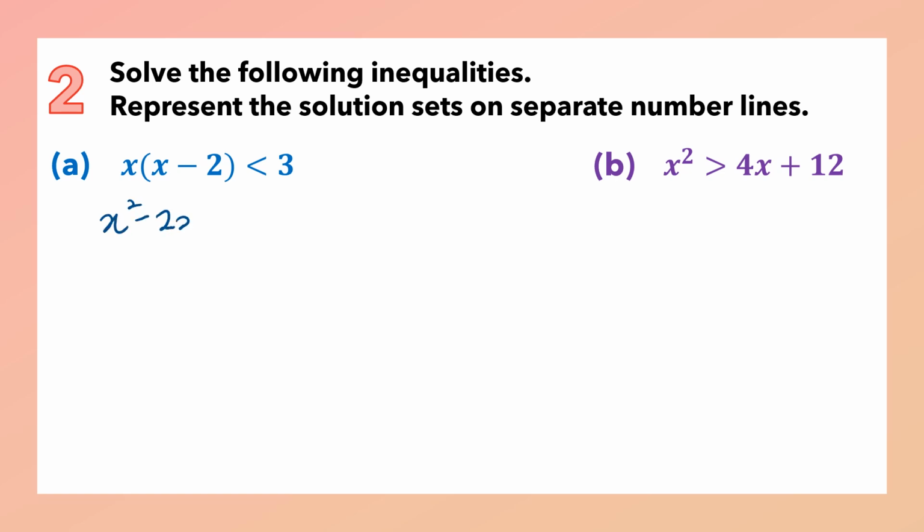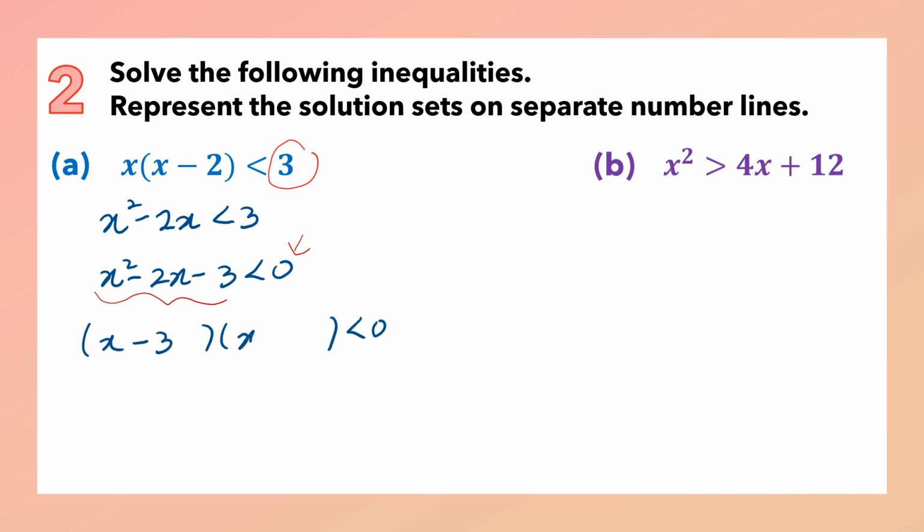So let's look at 2a. We need to expand it first, because your right hand side is not 0. You have to make your right hand side equal to 0. Therefore, you need to expand the left hand side first, bring everything to the left hand side, make the right hand side 0, and then factorize your left hand side into the two linear factors.